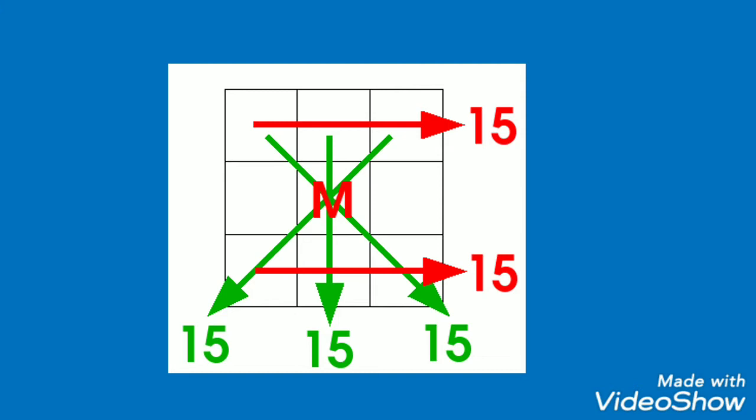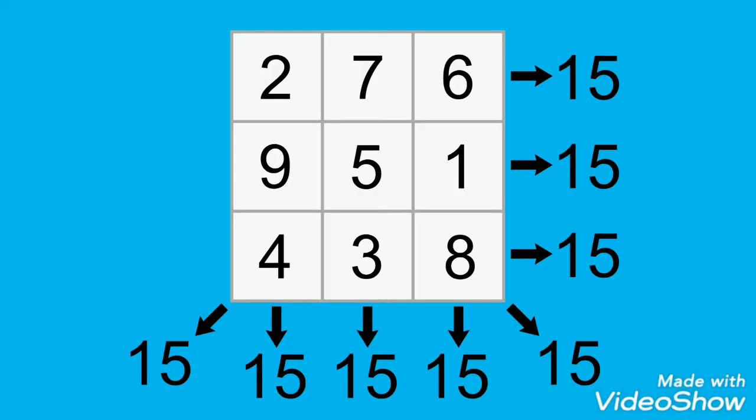I will show you an example. See, this is a square. It is a magic square with some numbers filled in the 9 small squares. Right? What is the first row? 2, 7 and 6. What is the sum of 2, 7 and 6? 2 plus 7 is 9. 9 plus 6 is 15.